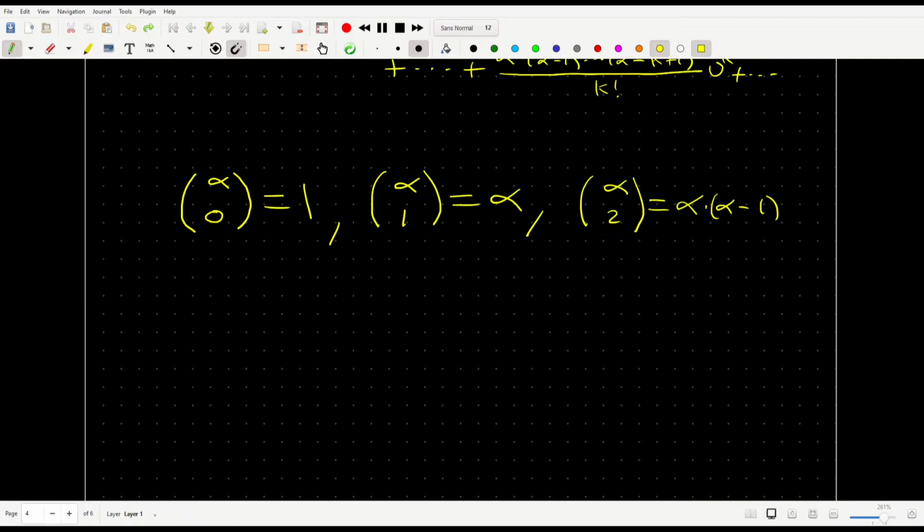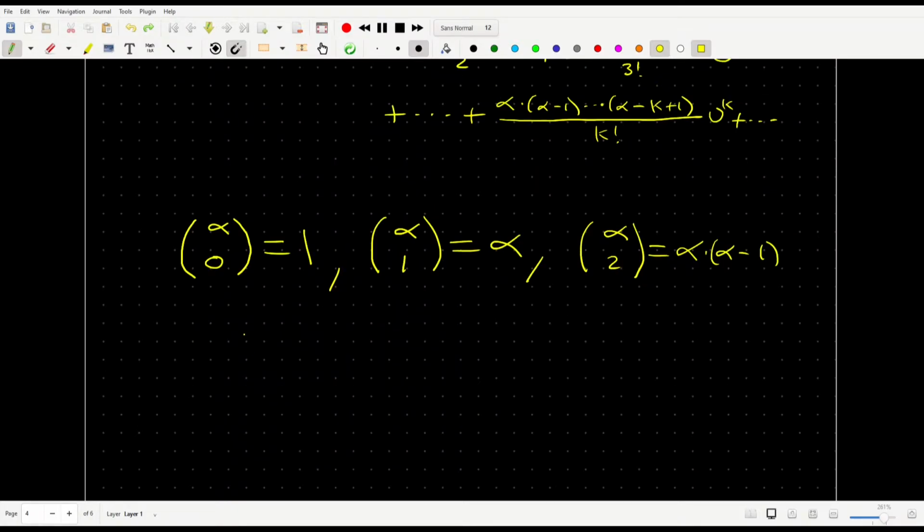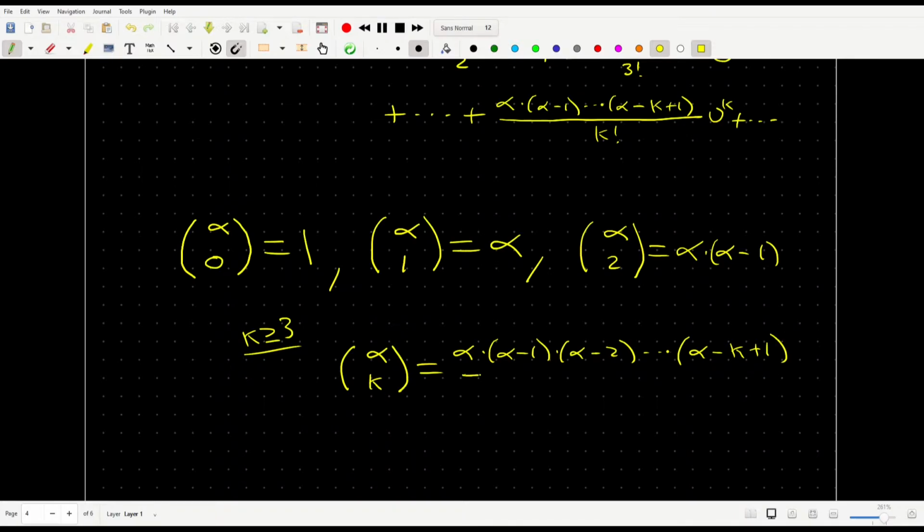Each one of these is going to be the value of the Taylor series coefficient for the kth term in this infinite series. So then we said for k greater than or equal to 3, alpha choose k is equal to the kth coefficient of this expansion, which is alpha times alpha minus 1 times alpha minus 2, all the way up to alpha minus k plus 1, over k factorial.